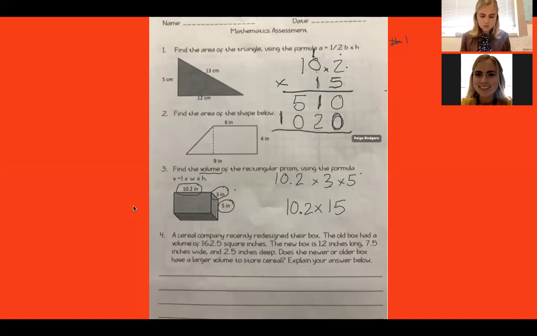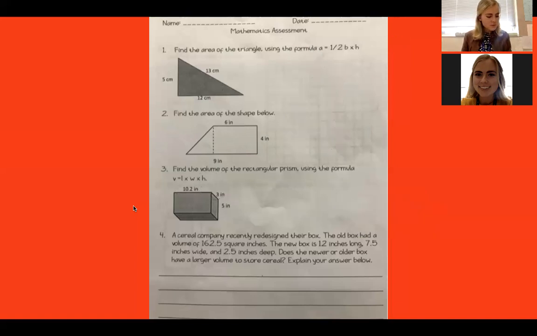Then I'm going to add up all the parts. 0 plus 0, 1 plus 2, 5 plus 3, 5 plus 0, and 1 plus nothing. So 153, and I have one number after my decimal. So I'm going to put a decimal point right there, and that would give me one number after my decimal. So 10.2 times 15 is 153.0, or just 153, and we label it inches cubed. The volume is cubed because you multiply 3 dimensions together.